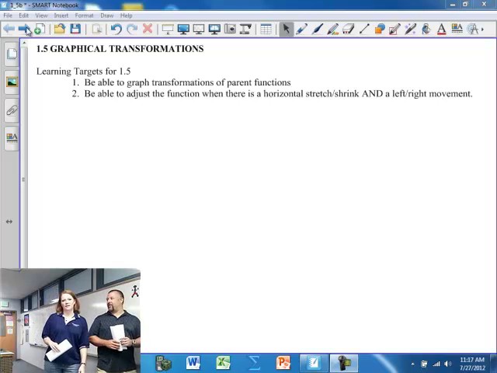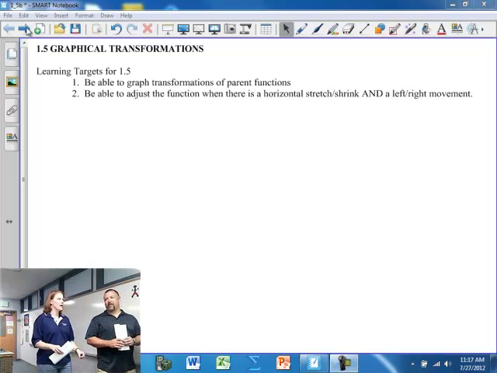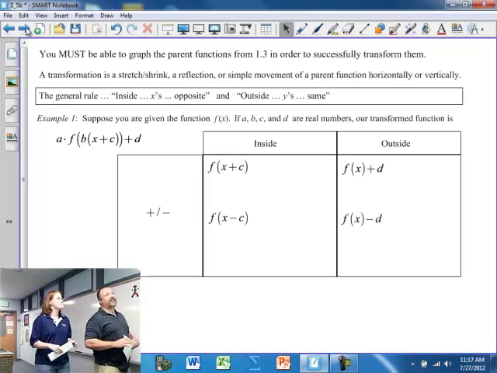1.5 is transformations. This is a little bit more familiar, especially if they came from Algebra 2 last year. They probably could teach this lesson. So let's get going. The one thing they were good at by the end of the year was this.